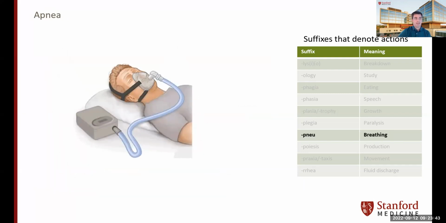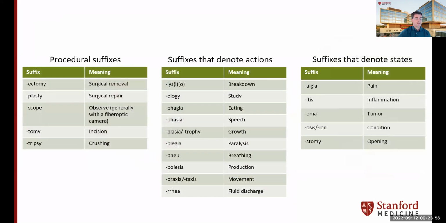Apnea is lack of breathing. So many of you have probably heard of sleep apnea, which is a condition where you're not able to breathe at night because of either obstruction or a central nervous issue. So that's all sort of the suffixes. Now I want to get into the roots.